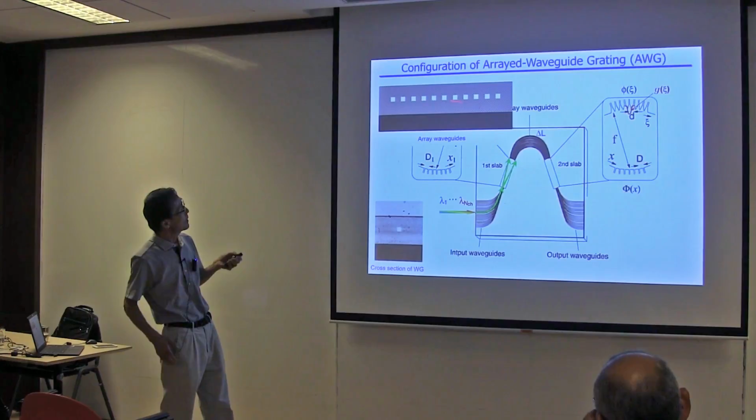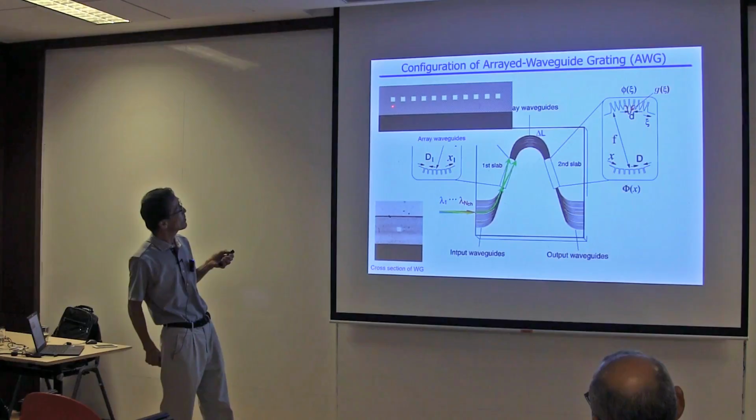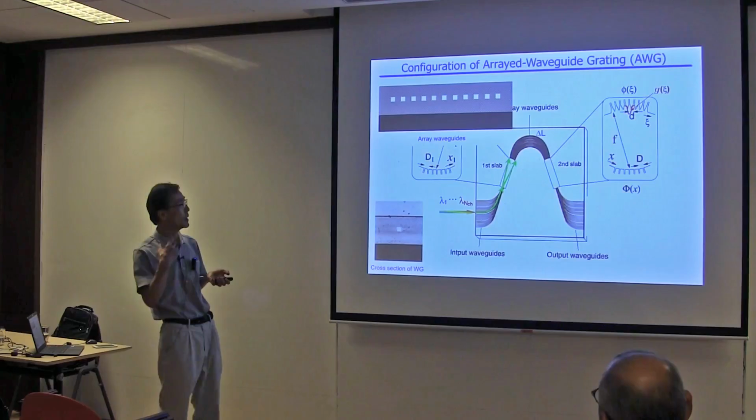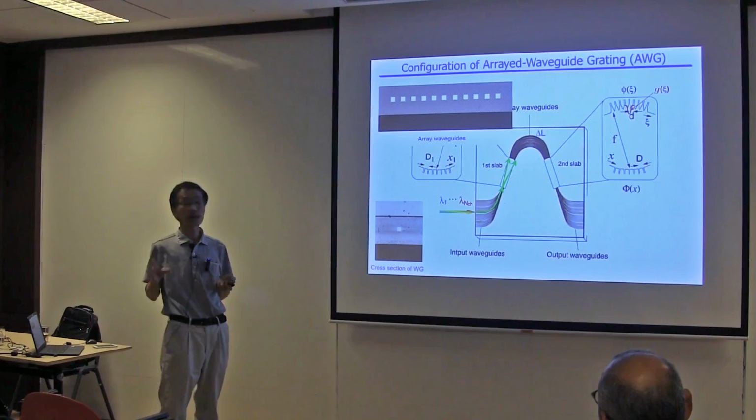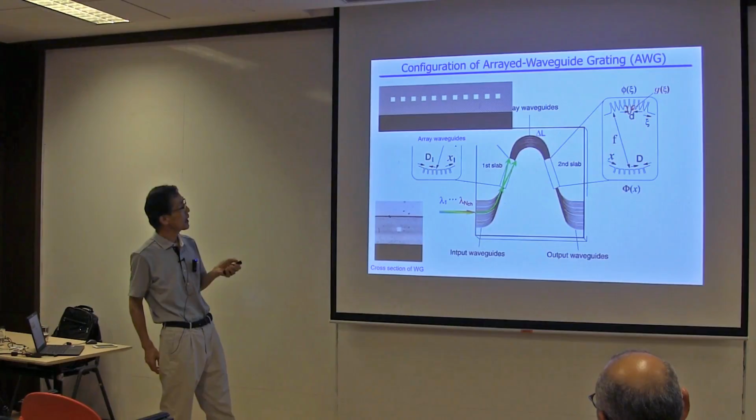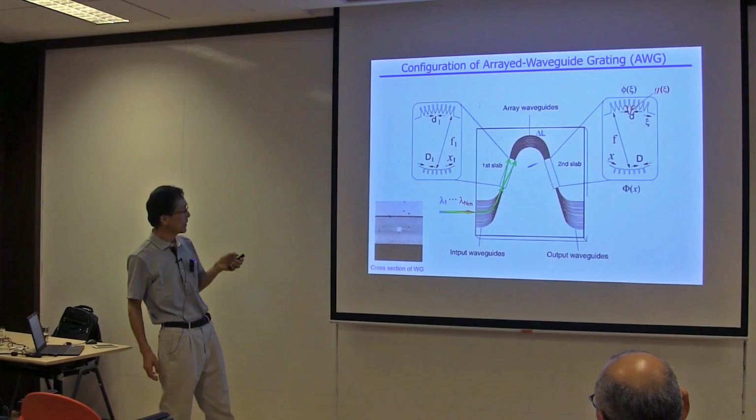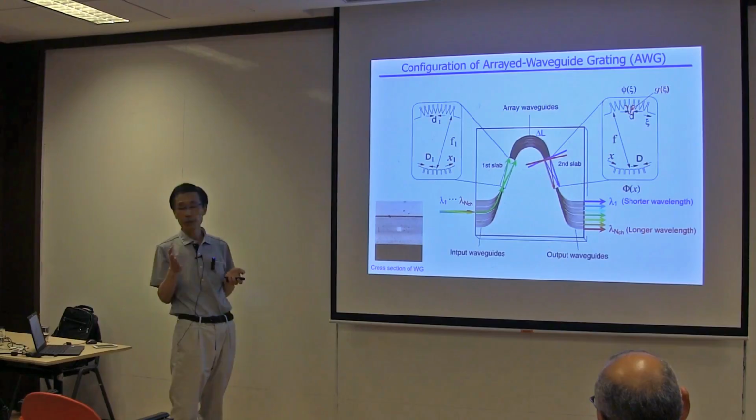excites many arrayed waveguides waiting here. So in the commercial AWG device, we have almost 100 or 200 arrayed waveguides, which have a fixed path length difference, typically 30 micron or 50 micron. And then after traveling through the arrayed waveguides, each spectral component has its own cumulative phase front, as you see here.